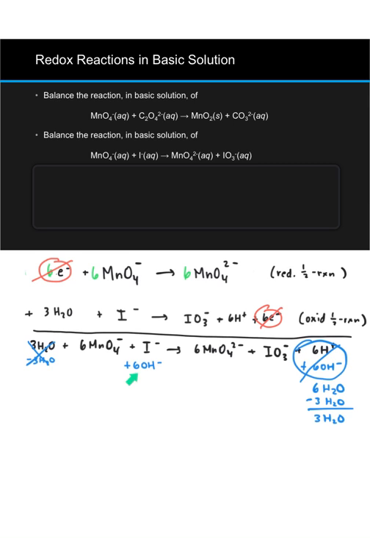We still have 6 OH minuses to add to the left-hand side. Ultimately, what this looks like is as follows. 6 MnO4 minus reacts with I minus and 6 OH minus to produce 6 MnO4 2 minus, IO3 minus, and 3 H2Os.